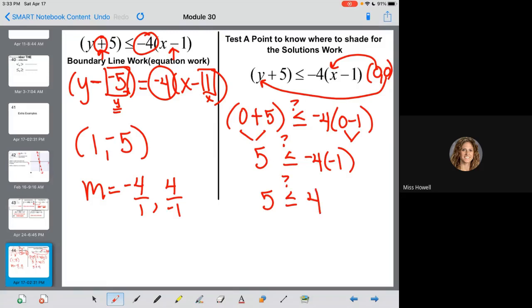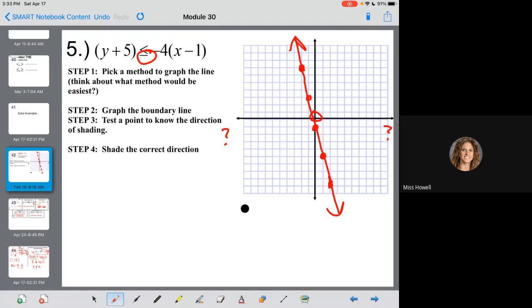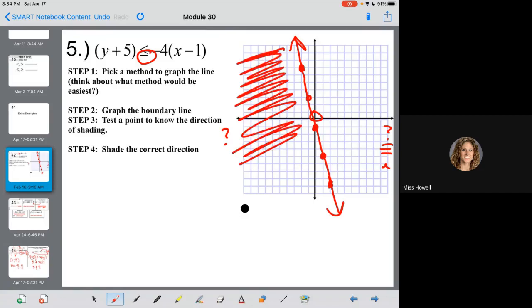All right, so 5, is it less than or equal to our 4? That is false, right? That's not true. 5 is greater than 4, not less than. So 0, 0 doesn't work. So when we look at our graph here, and we look at where 0, 0 is, that means this whole side where 0, 0 is does not work. So that means this entire side away from 0, 0 represents where our solutions are located. And that's where you're going to shade your solutions.